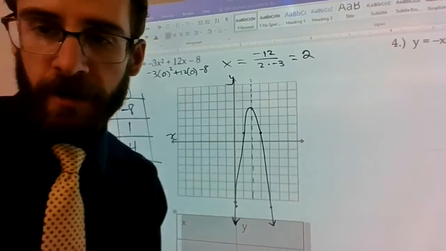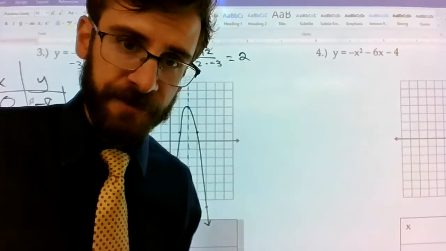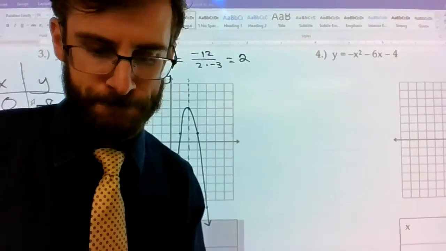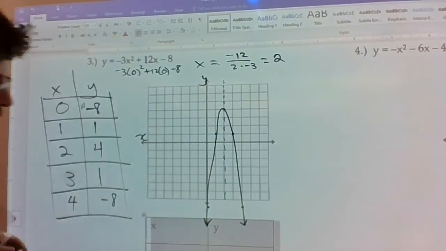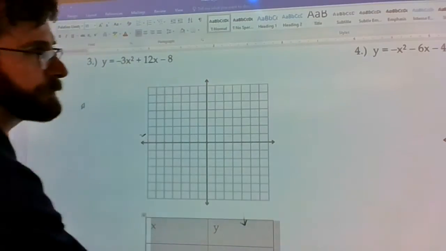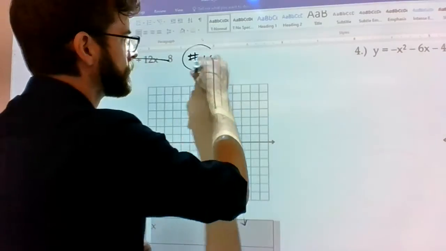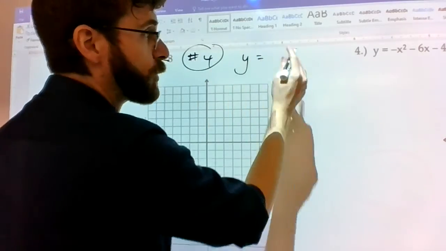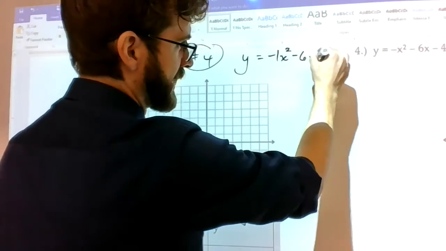All right, last one. Why don't you guys try this last one on your own, pause the video, and then see if you match up with my solution at the end. All right, unpause. Let's try number 4. All right, y equals negative 1x squared minus 6x minus 4.